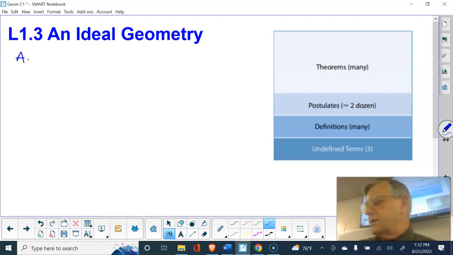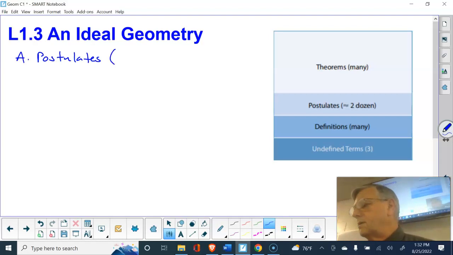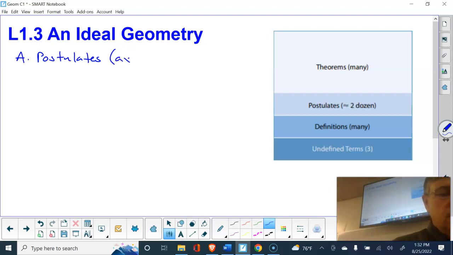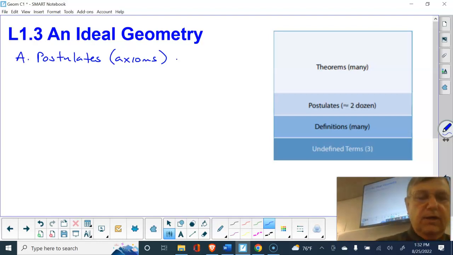So A is going to be postulates. Postulates. And then make a parentheses and write axioms, A-X-I-O-M-S. So when we talk about a postulate, somebody might say axiom, we mean the same thing. Axiom, postulate, they're interchangeable. All right, so you can use either one. What are postulates or axioms?